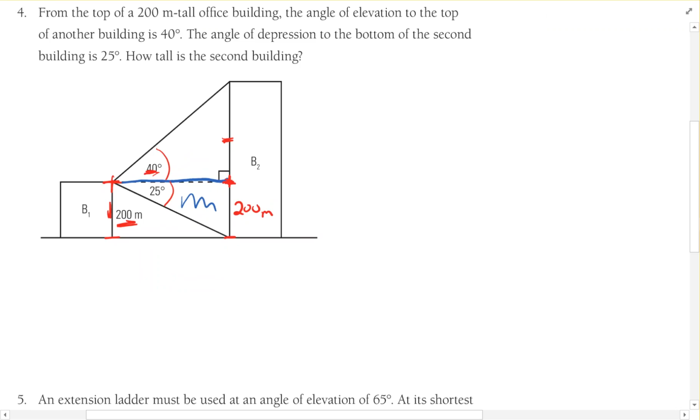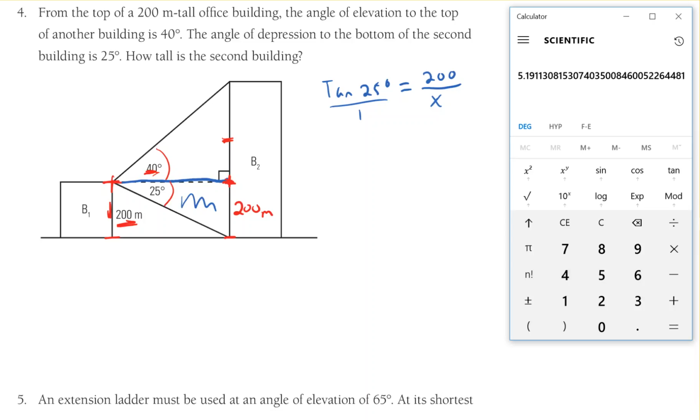So it's going to be tan. We'll say tan 25 degrees is equal to, and then opposite is 200, over, and then we're looking for that x. So that's over 1. So then that's going to be 200 times 1, which is just 200 still, divided by 25 tan, and then don't forget to push equals. 428.9.